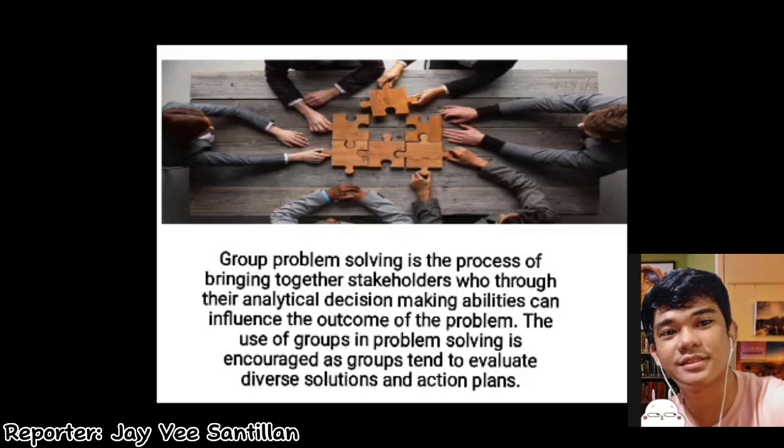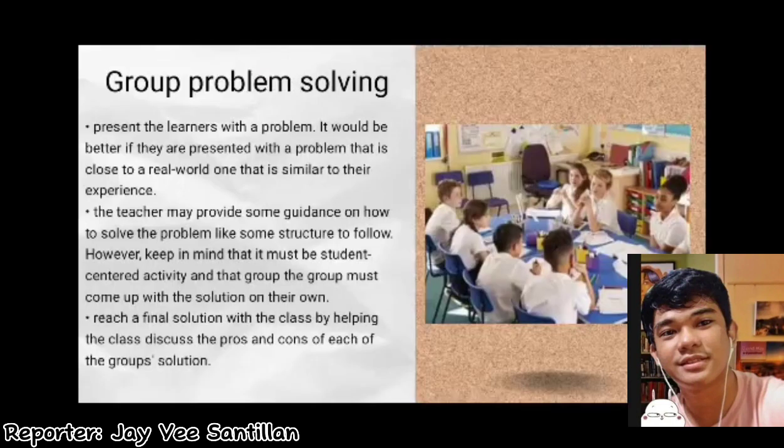The use of groups in problem solving is encouraged as a group tends to evaluate diverse solutions and action plans. Example of group problem solving. Present the learners with a problem. It could be better if they are presented with a problem that is close to a real-world one, that is similar to their experience.